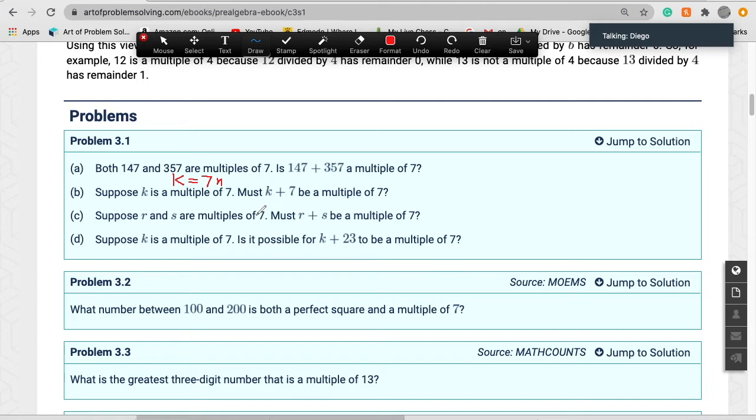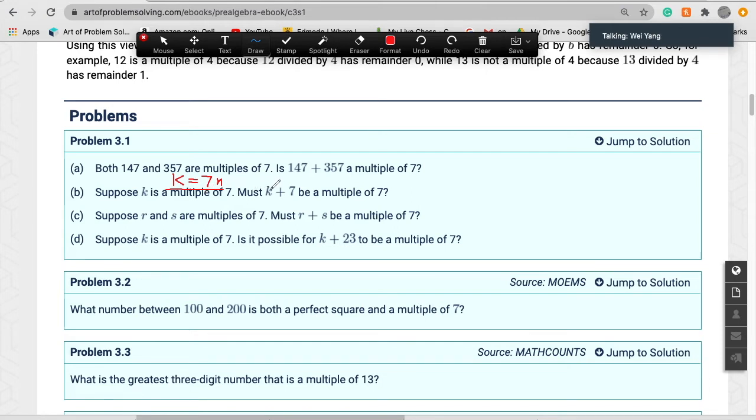No, I don't think so. K could be any number, like 8 or 9. But say, if K is a multiple of 7, that means we can find another integer N such that N times 7 equals K, right? This is the definition of a multiple. So we can write K equals 7 times another integer N.